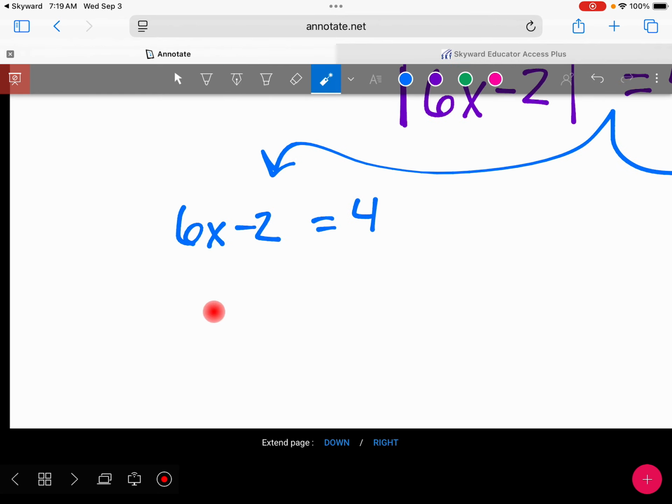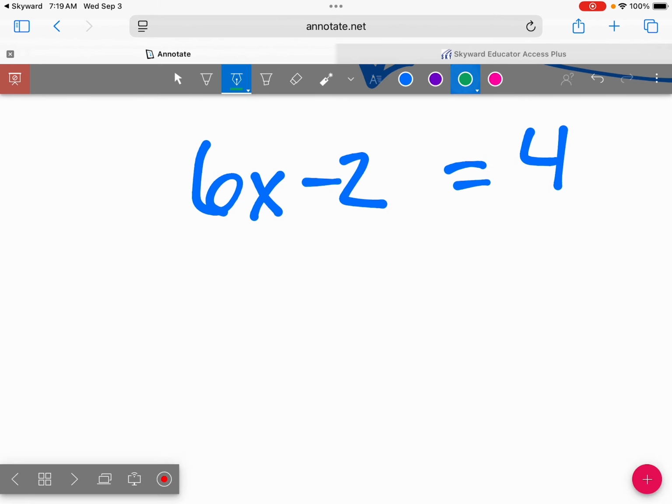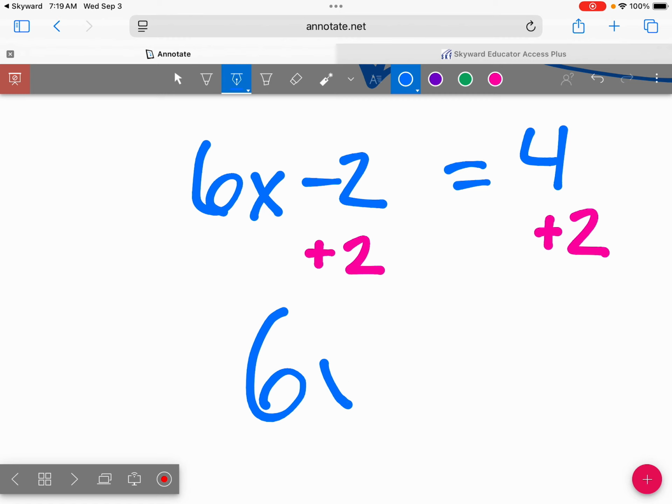Now what do we do to get x by itself over here? And now we're going to add that too. You're just a half a step ahead. That's totally cool. It happens. On this one, we're going to get our 6x equals 4 plus 2 gives me 6.